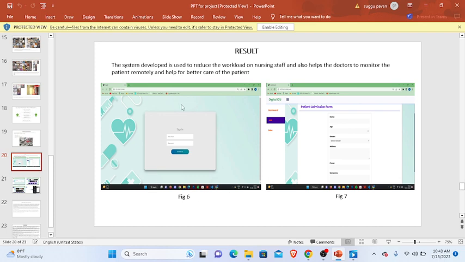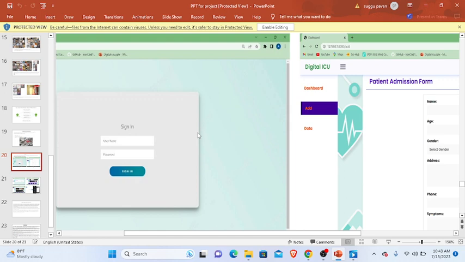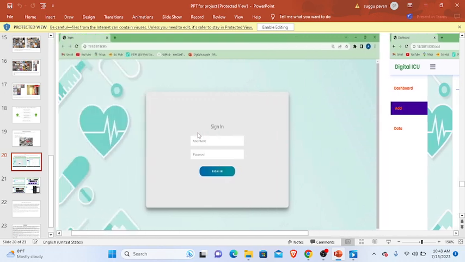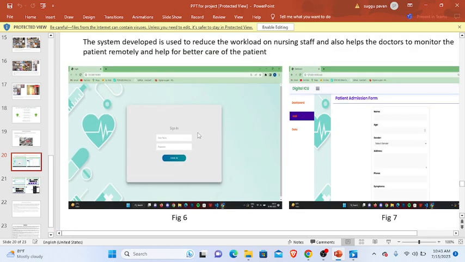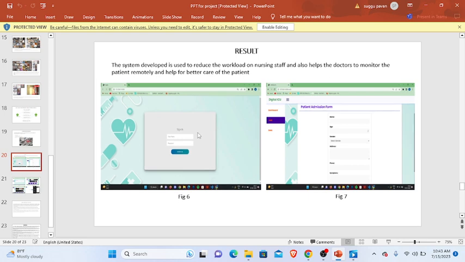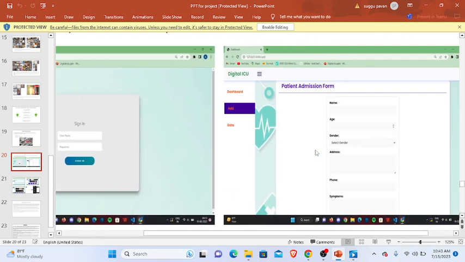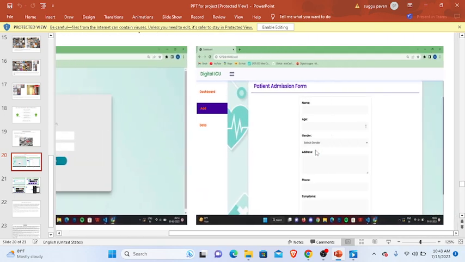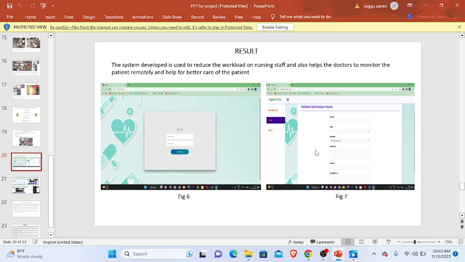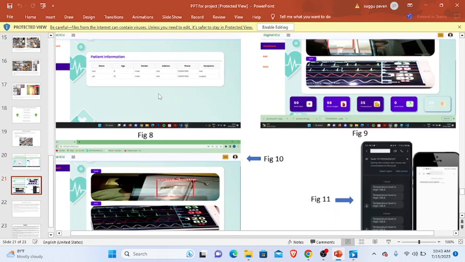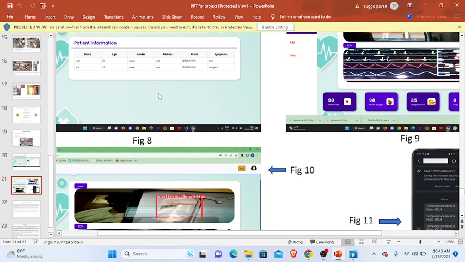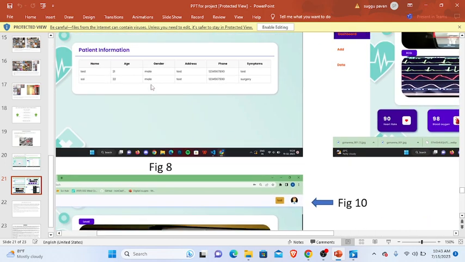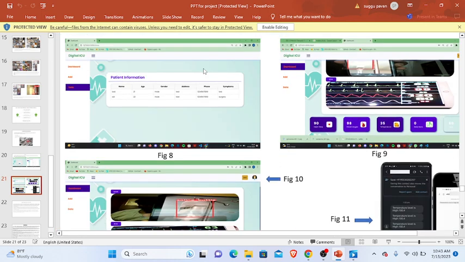You can see in figure 6 the starting of the web page, where the doctor will be given the login details and will be logging in, signing in to the portal. And this is the patient admission form in figure 7, where the patient details are stored in a form. In figure 8, you can see that the patient information is stored like this: the name, age, gender, address, phone number and symptoms.